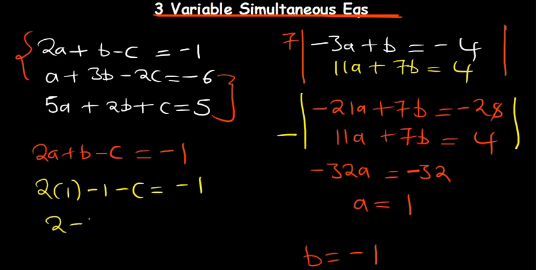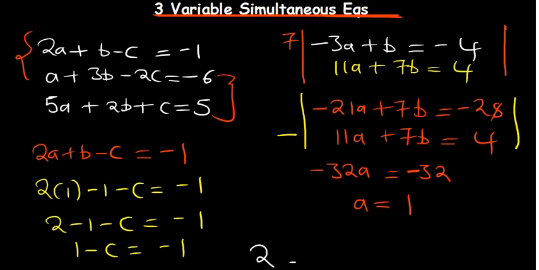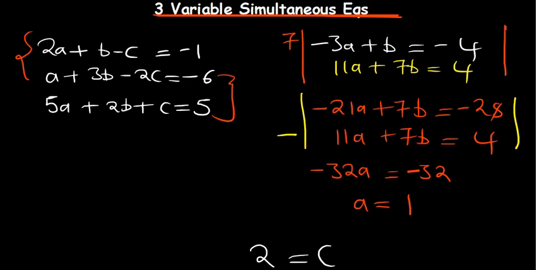So I have 2 minus 1 minus c is equal to negative 1, and then you have 1 minus c is equal to negative 1. At this point, you can make c the subject, so we have a 2 equal to c, by adding 1 both sides, and then also adding c both sides. Okay, so c is equal to 2. So our answers are a is equal to 1, b I believe was negative 1, and then our c is equal to 2.